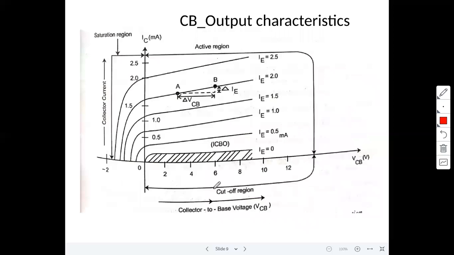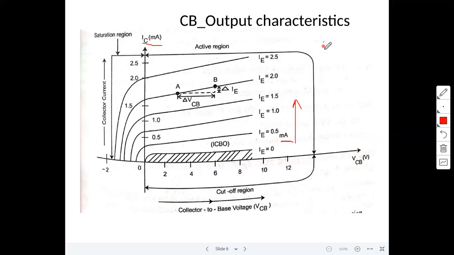Now coming to the output characteristics. Same here, output characteristics. And observe here, this is in milliamperes, IE. This is also milliamperes. Whereas in CE configuration, IB is in the microamperes range and IC is in the milliamperes range. But here observe, both are the same. This is milliampere, this is also milliampere, right?